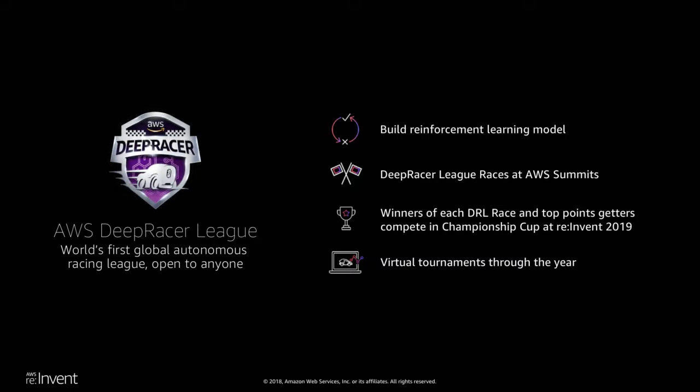So we can do a check maybe for the next user group when the summits are being planned. But I know that for almost all the big global summits, we are planning to run a race with the cars. And the idea is that everybody who wins those races or is in the top times for those races will be invited to re:Invent, where we will have the final next year in 2019.